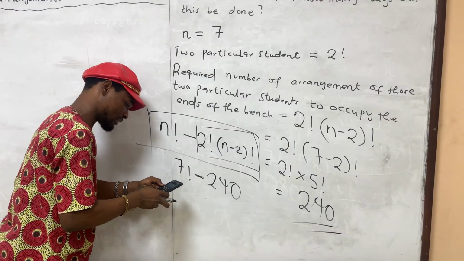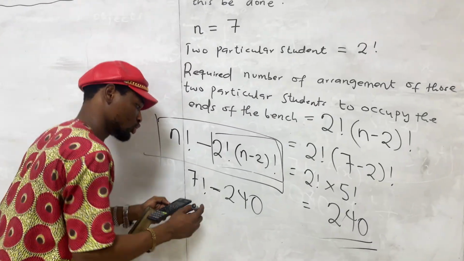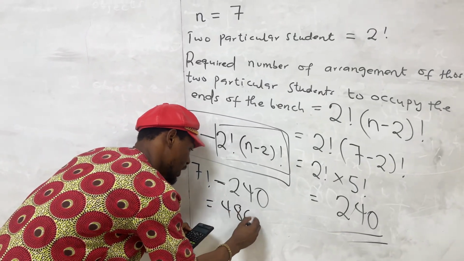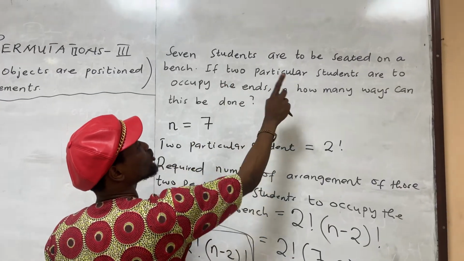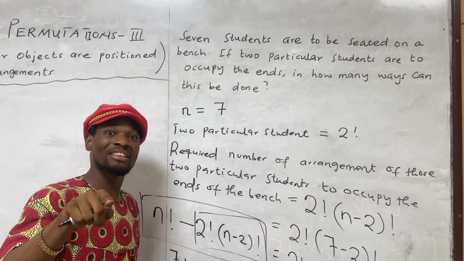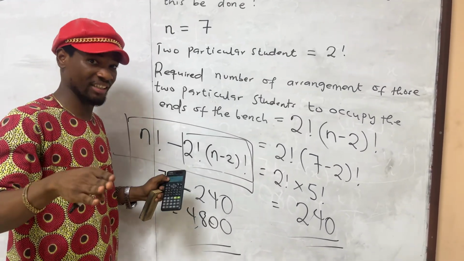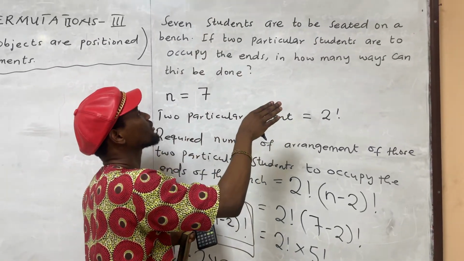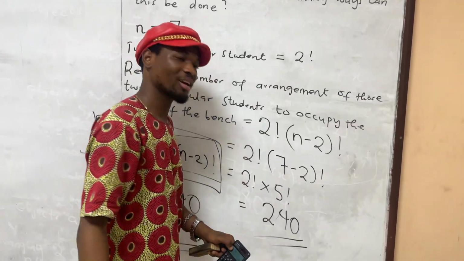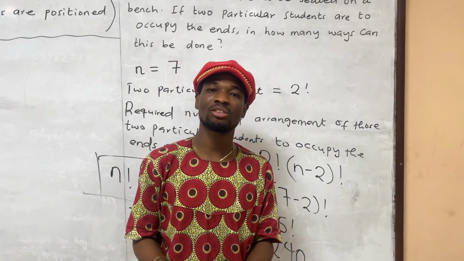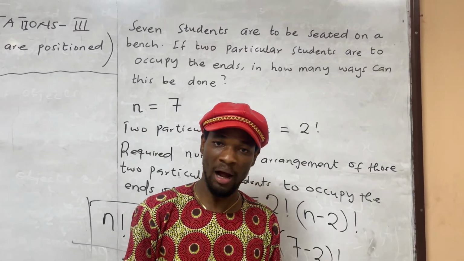We have it to be 240. And we know that 7 factorial minus 240 should give us 4800. So if 2 particular students must not occupy the ends, the number of arrangements required is 4800. But that's not what the question is saying. The question says if 2 particular students must sit or occupy both ends, the number of arrangements is given by 240. Viewers, this is the end to this trivial and important subtopic under permutations.